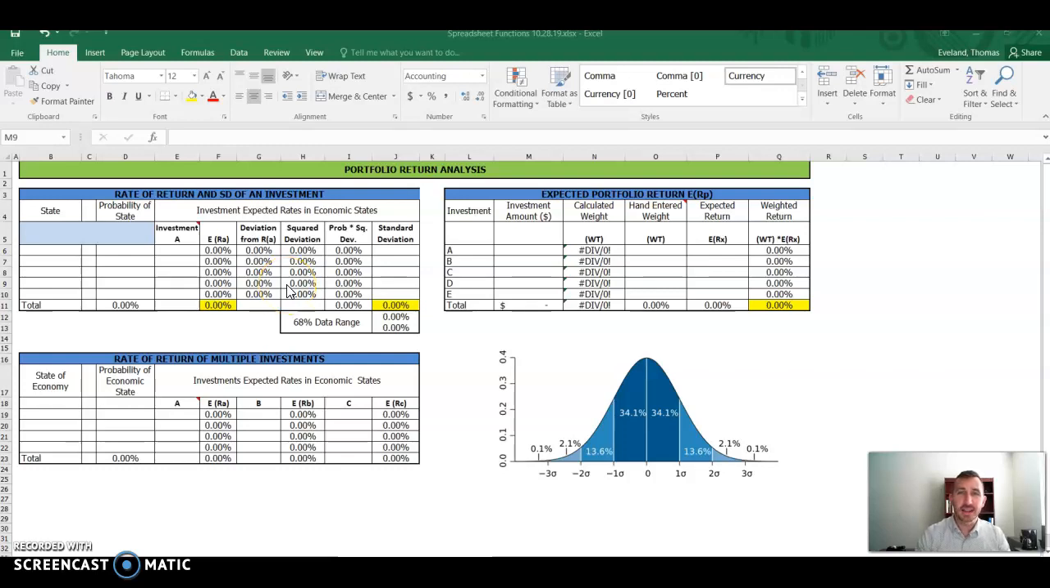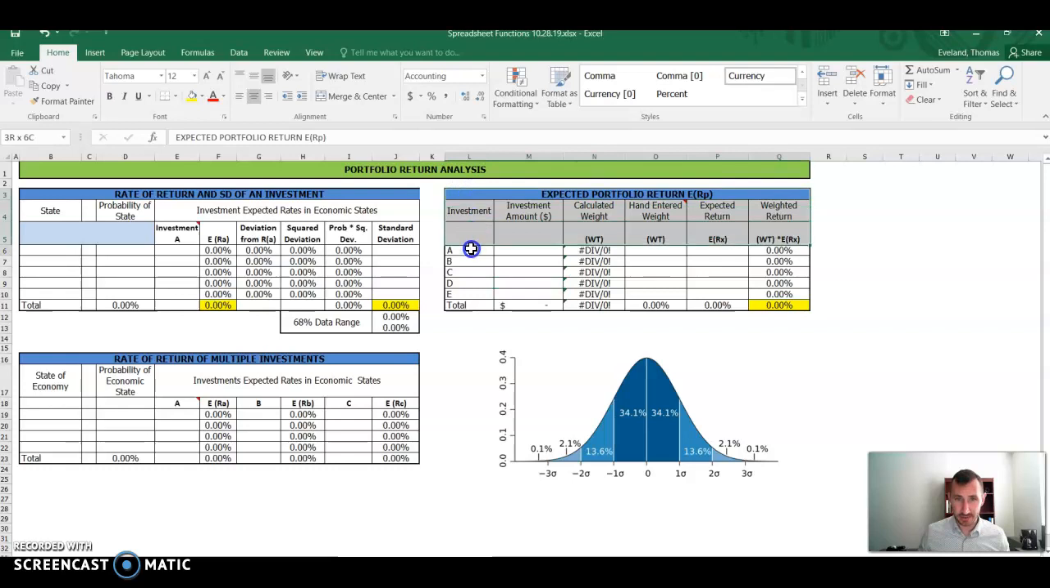Today we're going to look at the expected portfolio return. What we have here are multiple investments in a portfolio. We're going to be asked what is the expected return of a portfolio based on the combination of the expected return of each investment and that investment's weight in the portfolio. It sounds like a lot of variables the way I said it there, but it's not too complicated, I promise you.